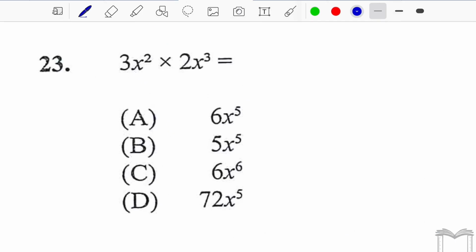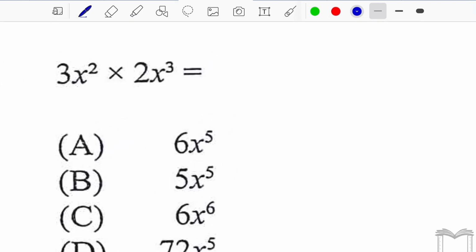Number 23. 3x squared multiplied by 2x cubed. So we will firstly multiply the numbers. 3 times 2 is 6. So we know that this cannot be correct. And this cannot be correct.